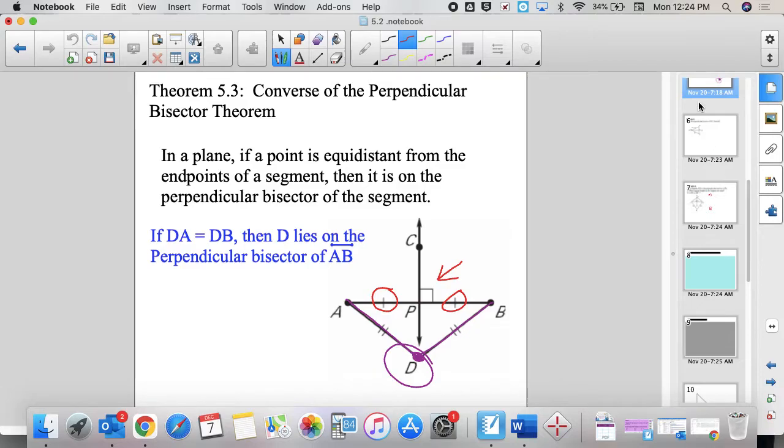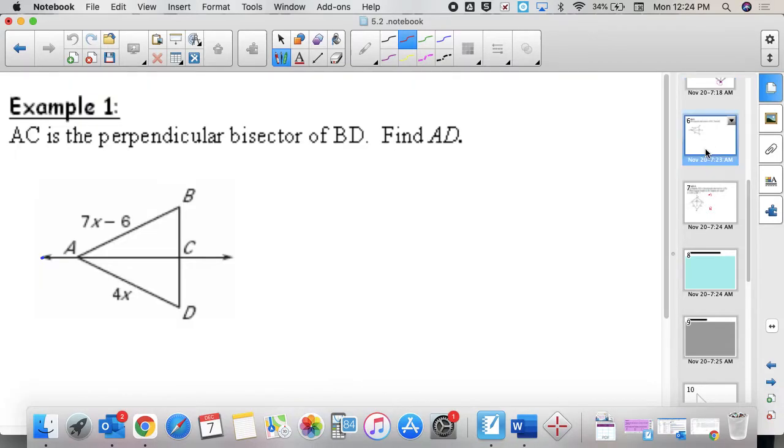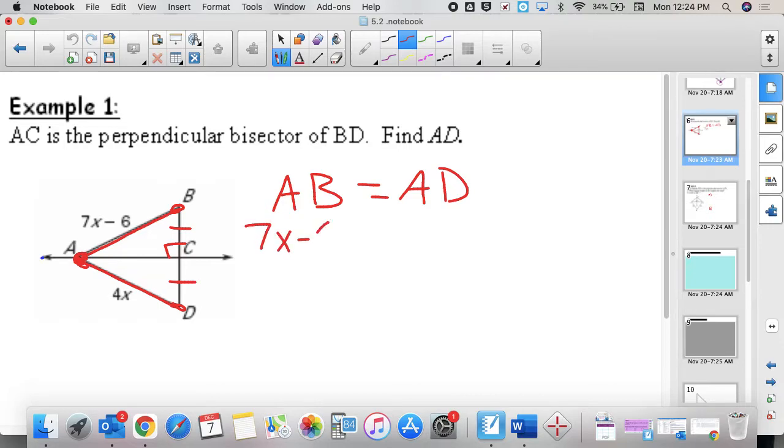Take a look at your first example then. It says AC is the perpendicular bisector of BD. So I know it's going to be perpendicular and that BC and DC will have to be equal. What my theorem then says is any point that is on it, such as this point A, will be equidistant from our endpoints, meaning A to B will have to equal A to D. So this 7x minus 6 must equal 4x.